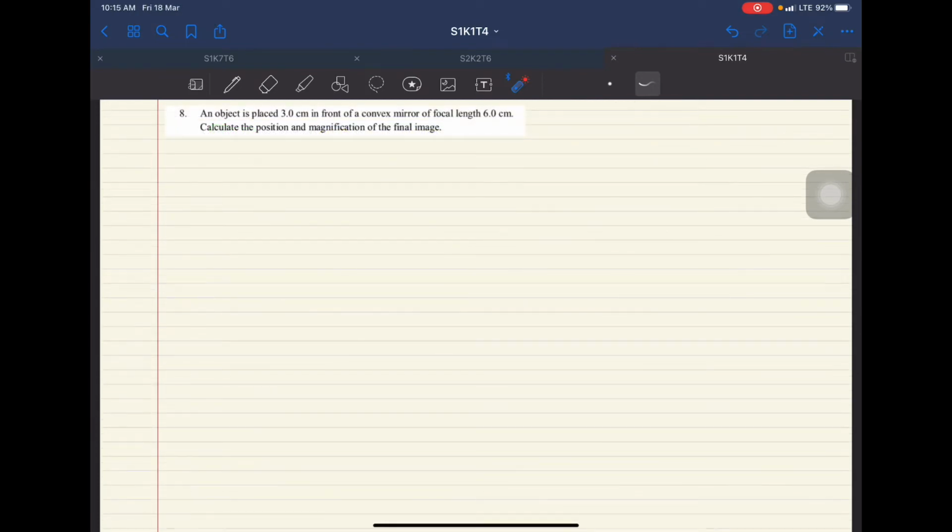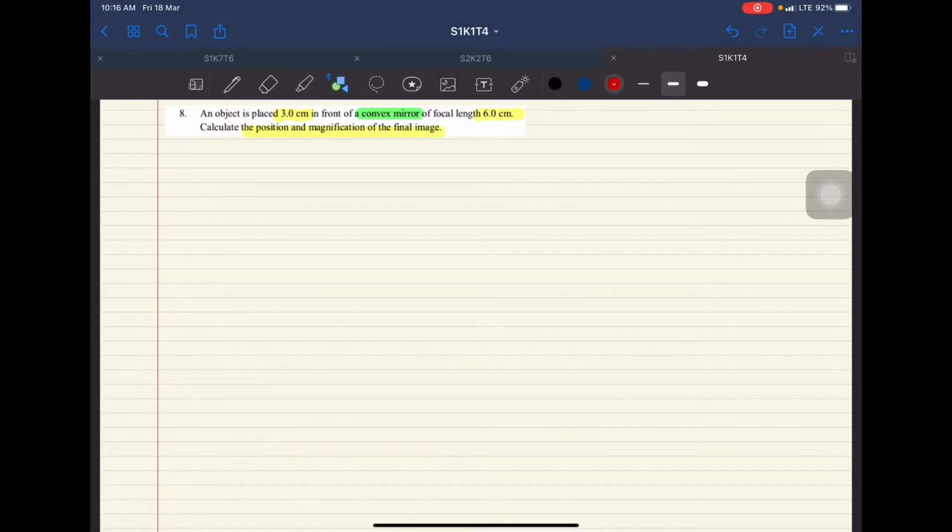Okay, so next question is question number 8. It says that an object is placed 3 cm in front of a convex mirror of focal length 6 cm. Calculate the position and the magnification of the final image. This one is question 8 from the tutorial. So it says 3 cm, the type of mirror is convex, focal length is 6 cm.